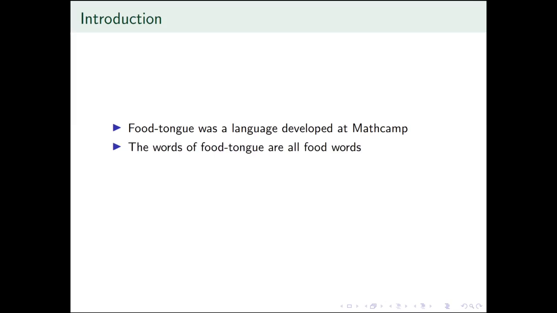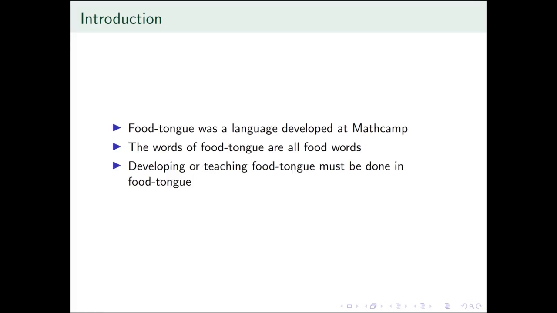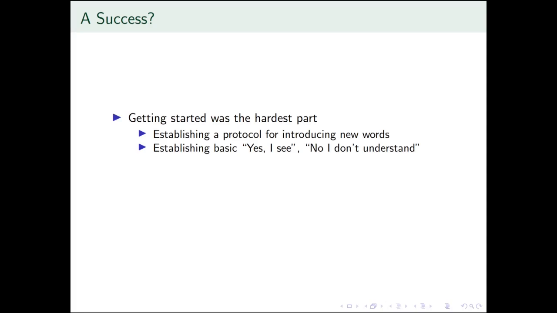20 years ago today, a group of math campers decided to play a language creation game. The rule was that all the words in the language had to be food words, and if we wanted to develop the language or teach the language to someone new, and really these are both instances of the same thing, trying to introduce a new word to someone, we had to do so entirely in food tongue itself. No cheating and explaining to someone what a word meant in English. The experiment was largely a success.